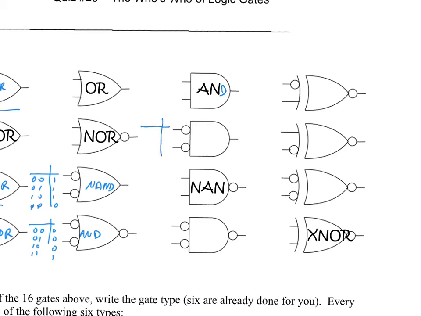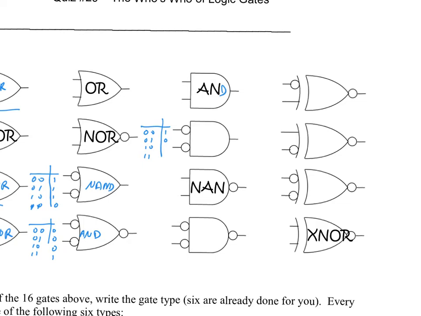Okay, now on this one again, 0, 0, 0, 1, 1, 0, 1, 1. 0, 0 together, NOTed, gives you a 1, 1. We AND 1 and 1 together, and we get a 1. A 0, 1 gives us 1, 0. We AND that together, and we get a 0.